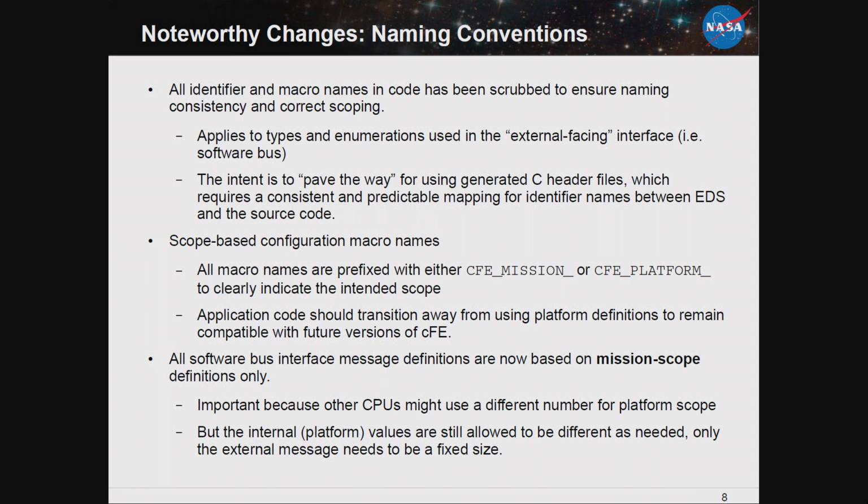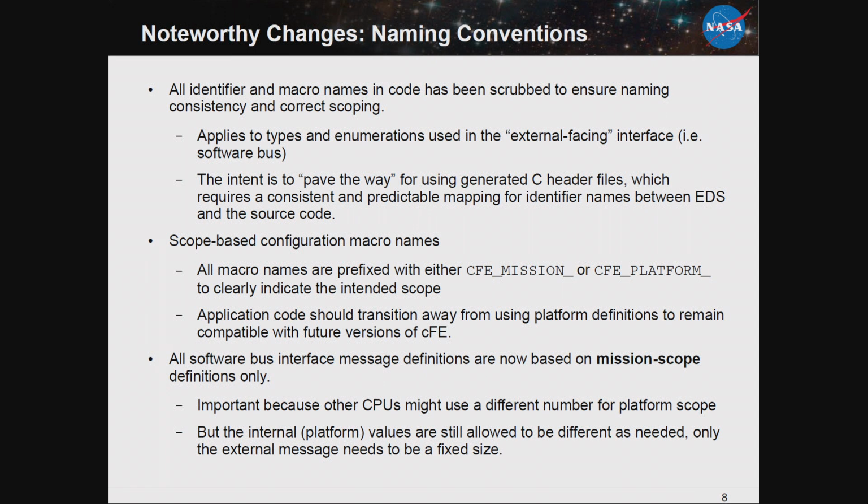Scope-based macro names, really trying to be clear about all the various configuration macros that we have in CFE. There's mission config, there's platform config type macros. These were kind of convoluted in terms of what it applied to. So we're trying to be really clear now in saying whether a particular configuration is going to apply across an entire mission, across all CPUs, or whether it applies to just a single platform. So the macro names are actually prefixed now with either CFE mission or CFE platform, and that's to really be clear about what it applies to.